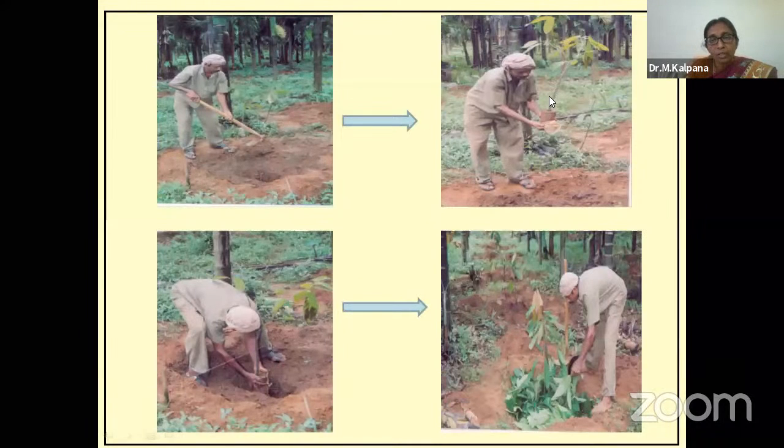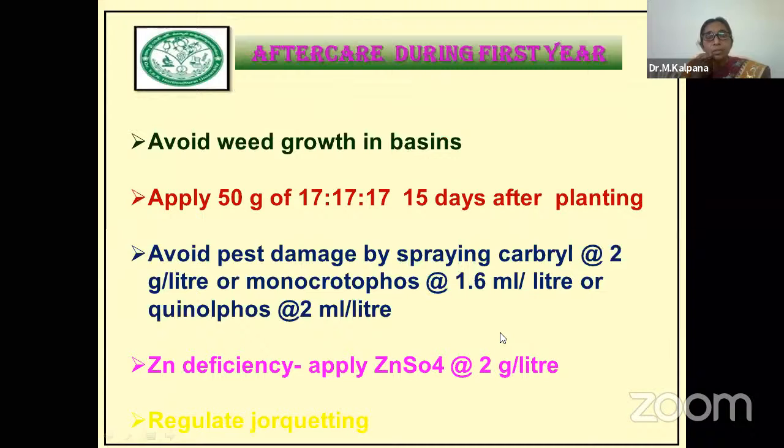While planting, after digging the pits, vigorous seedlings of around 6 to 8 months old are selected, and the polythene sheet should be removed and the seedling planted with the ball of earth around it. Then after planting, we have to provide irrigation. So we have to take care during the first year of planting. We should remove the weeds around the basins, and we should apply 50 grams of complex fertilizers 15 days after planting.